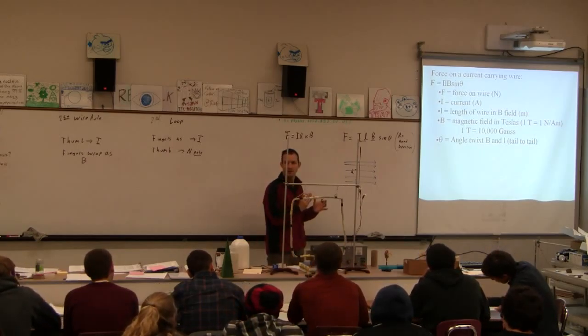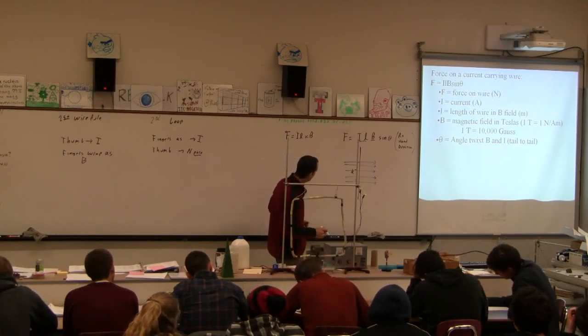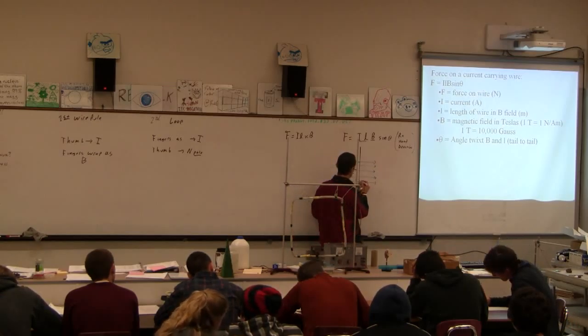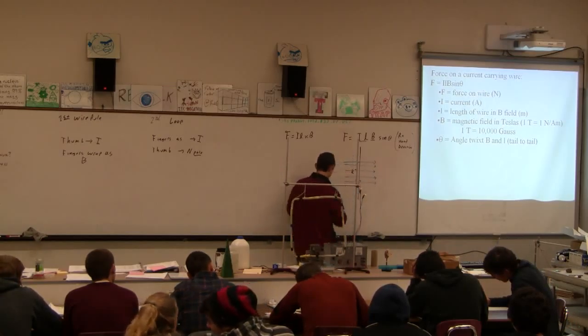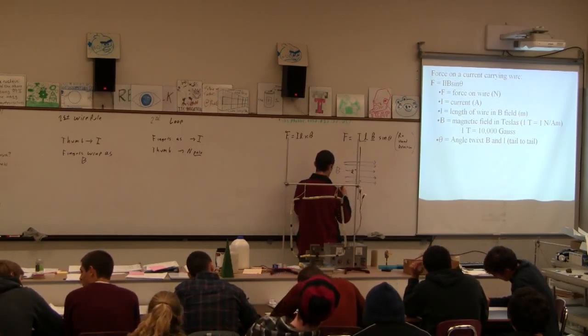Yeah? The magnetic field might be bigger than the wire, it might be smaller than the wire in this case, right? Okay, but that's that. And then the angle, by the way, in between the magnetic field, this is our magnetic field here, is that angle right there.